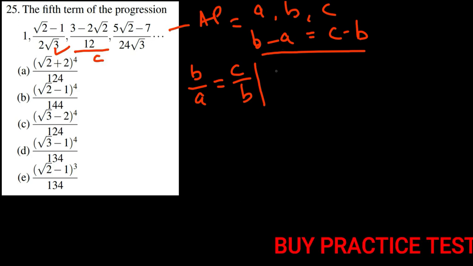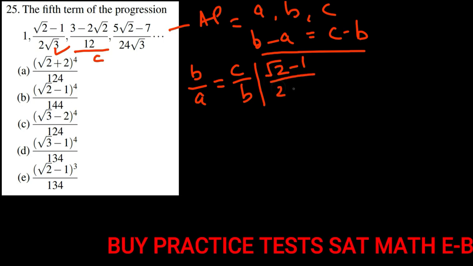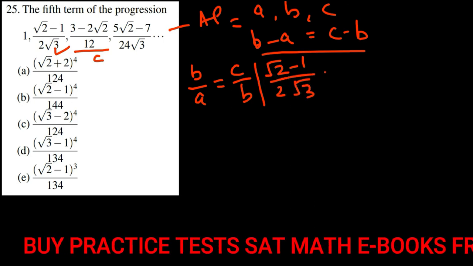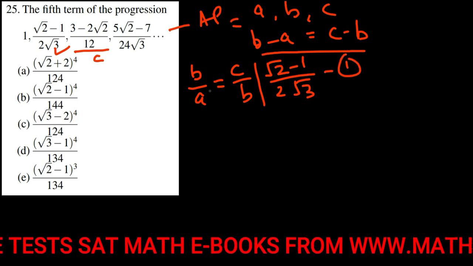So b by a is nothing but root 2 minus 1 upon 2 root 3. Okay students, so this is our first ratio. We can write it this way. Now we have to find c by b.